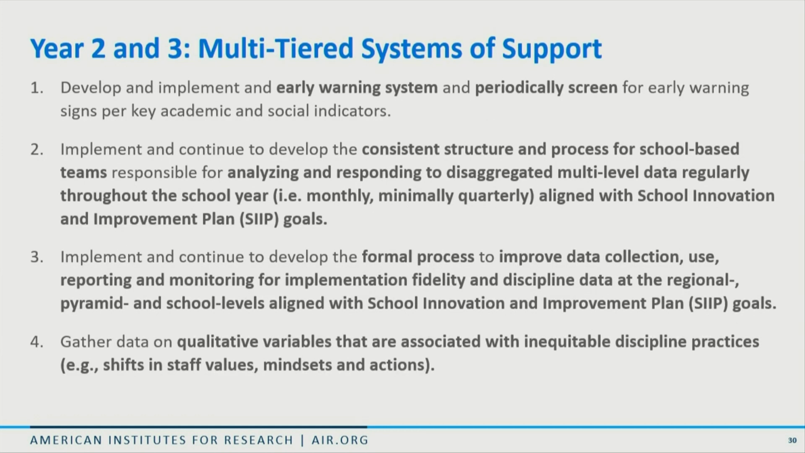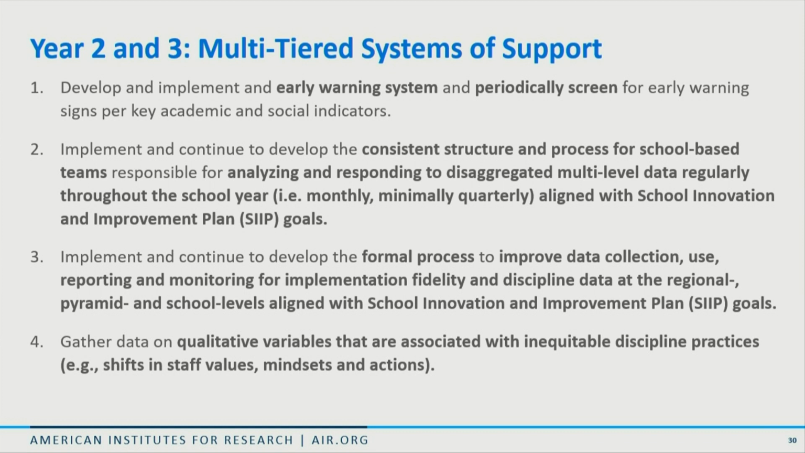Just almost in the home run now. With the multi-tier systems of support, look to an early warning system and periodically screen for early warning signs. These can be very fancy ones, or they could be Excel documents that are color-coded yellow, red, and green on key indicators such as attendance, tardiness, classroom referrals or classroom issues, office referrals, and the like, to help educators be more nimble in their decision-making and allocation of supports and interventions.